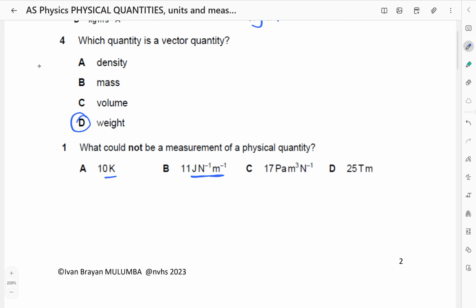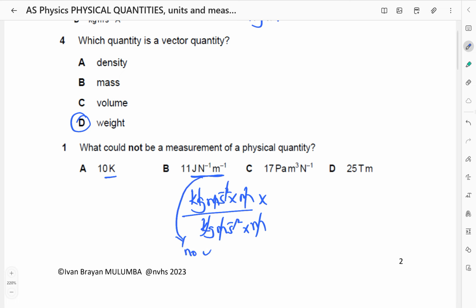Let's check this unit to see if it makes any sense. J is joules. Joules is the unit of work done, which is force times distance. So joules is the same as kilogram meters per second squared times meters. Then newtons per newton, over a newton, and newton is kilogram meters per second squared. Then per meter, it means meter is in the denominator. So you notice that this is cancelling out. So this one is equivalent to no unit, and if it has no unit, then it is not a physical quantity. So our answer is going to be B.